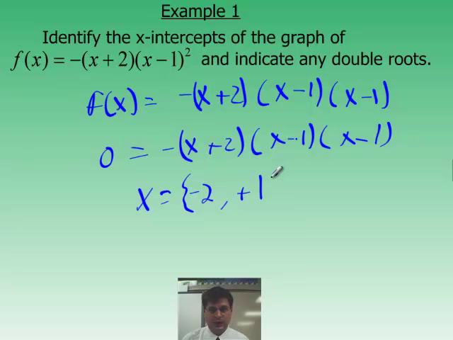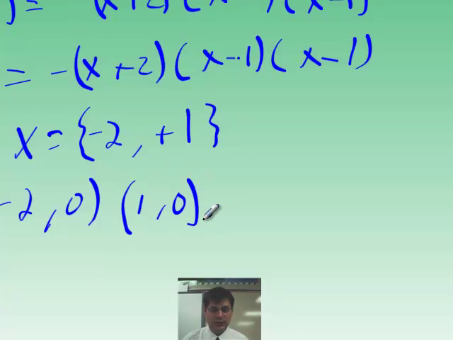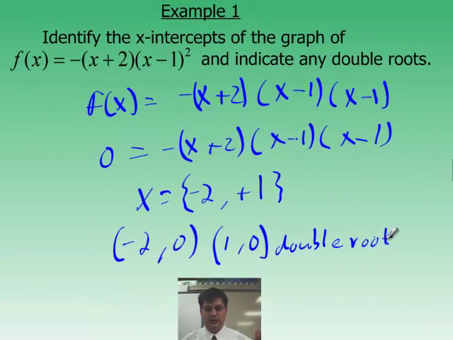But we want to write these as x-intercepts, which are points. So this will be negative 2, 0, and positive 1, 0. And since this one here is going to be a double root because there's two of them, that's where you're going to get either a local minimum or maximum just touching the x-intercept.